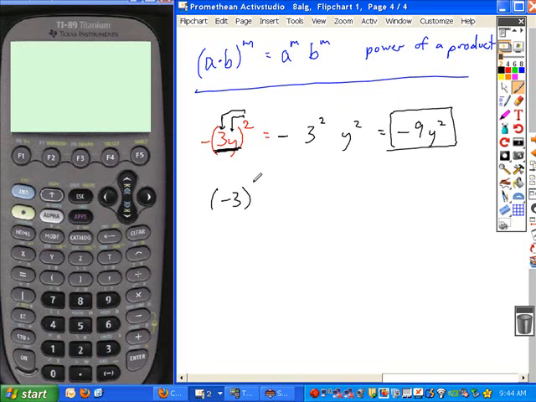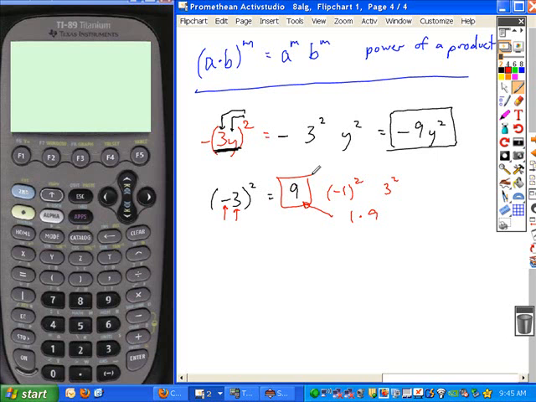Okay, what if I did this? What's the answer going to be here? The answer would be 9. You could either think -3 times -3, or you could split it using the power of a product rule. You have two factors, a -1 and a 3. If you take a -1 and a 3 and apply the power of 2 to each of those, -1 squared is just 1, 3 squared is 9. So that's going to give you your answer of 9.